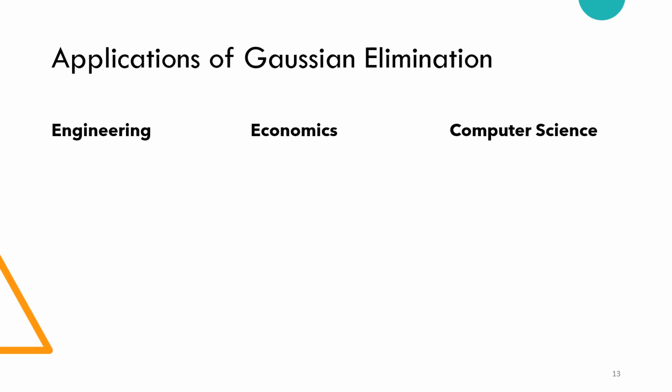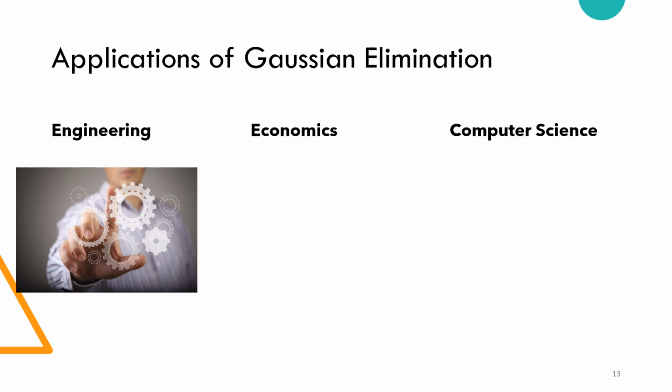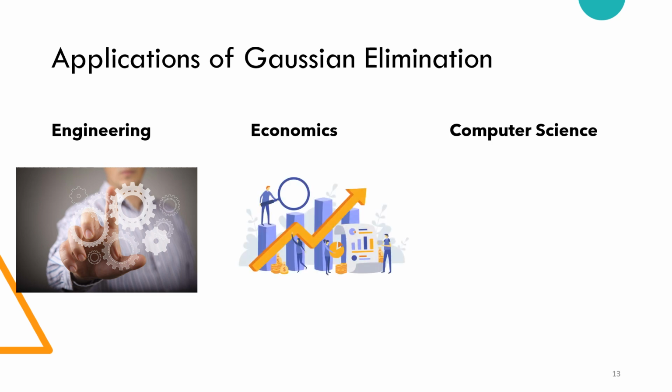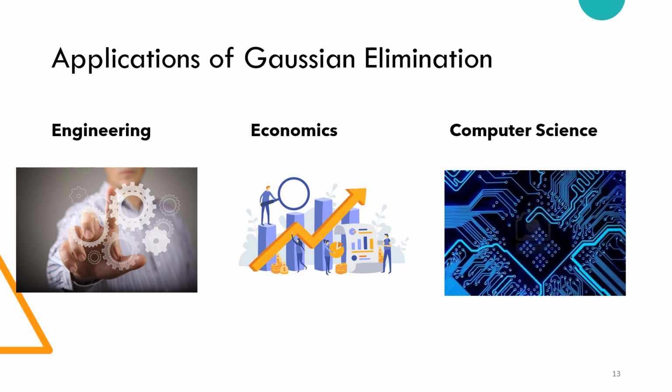There are also applications of Gaussian elimination in the real world, including in engineering, where Gaussian elimination is used to solve systems of equations for structural analysis, fluid dynamics, and electrical circuit design. In economics, it can be used for solving models with multiple variables and in optimization problems, and in computer science, it is used in machine learning for regression analysis and algorithms for solving large systems of problems.